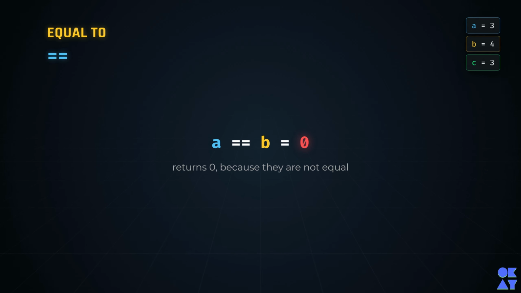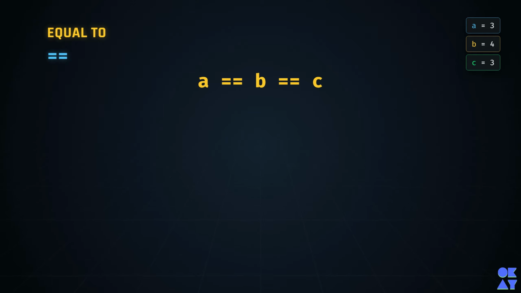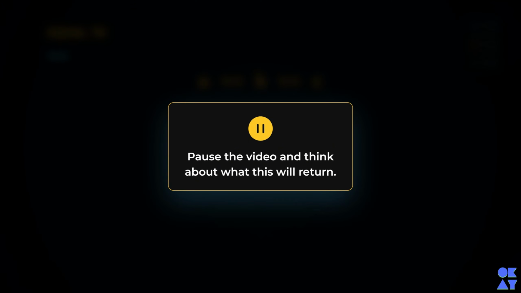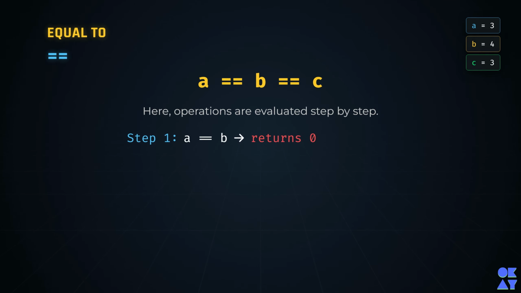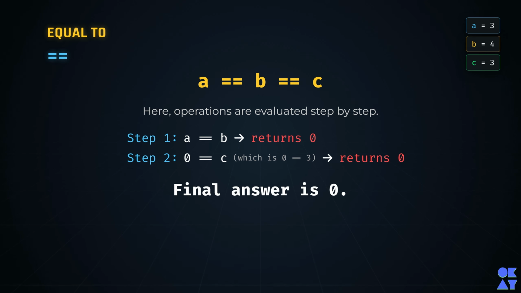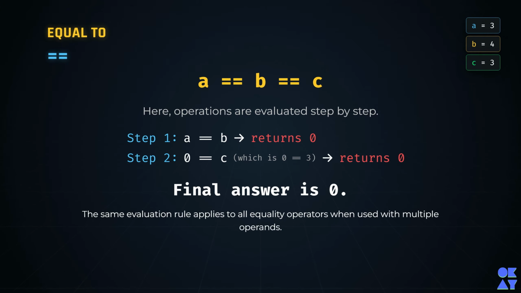Now, A equals B returns 0 because they are not equal. A equals C returns 1 because both represent the same value. Now consider A equals B equals C. Pause the video and think about what this will return. Here, operations are evaluated step by step. First, A equals B returns 0. Now, 0 equals C, which is 0 equals 3, returns 0. So the final answer is 0. The same evaluation rule applies to all equality operators when used with multiple operands.